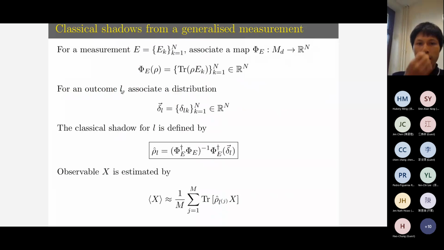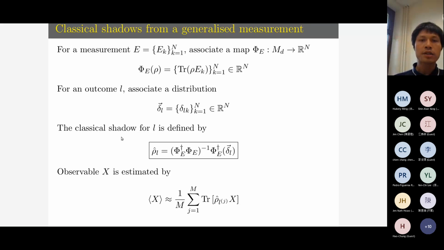Now, for each of the outcomes l, we don't use any post-measurement state. We associate each of the outcomes with a probability distribution in R^N. This is a delta probability distribution, which is equal to 1 if k equals l, and 0 if k is not l. So this is a vector in R^N. This is one of the basis vectors, if you want.